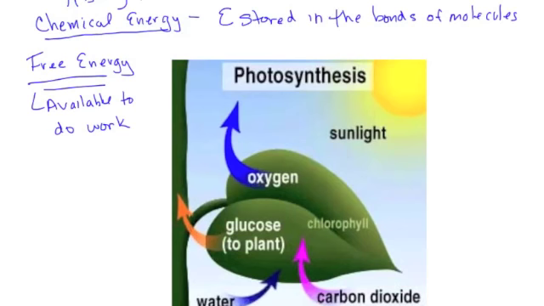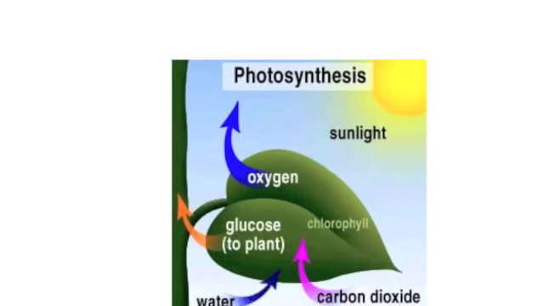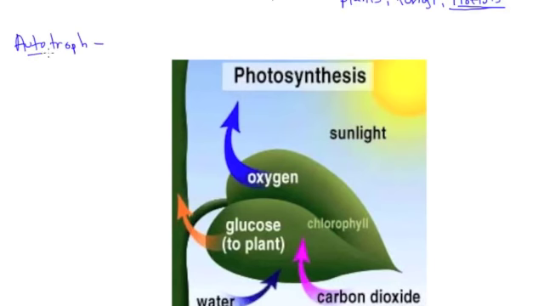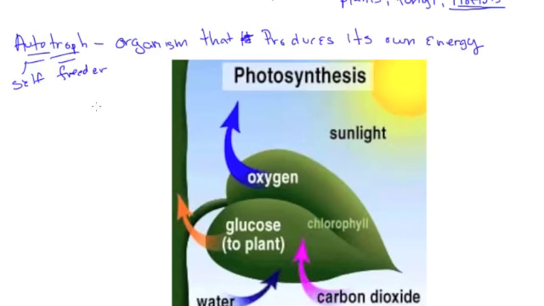Now, there's 2 ways that an organism can obtain energy. One is that the organism can be an autotroph. Auto means self. Troph means feeder. So an autotroph is going to be an organism that produces its own energy. Okay, also called a producer.